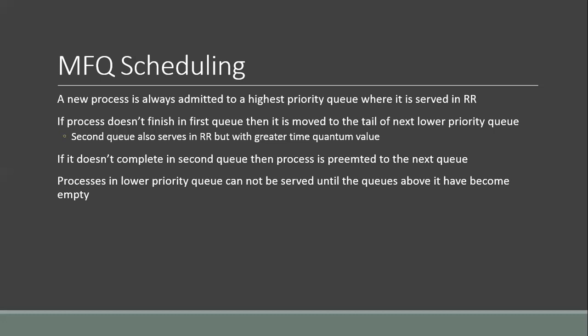greater time quantum value. This means though this second queue is also using round robin policy, the quantum value is increased. It is greater as compared to the quantum value that has been used in the highest priority queue.